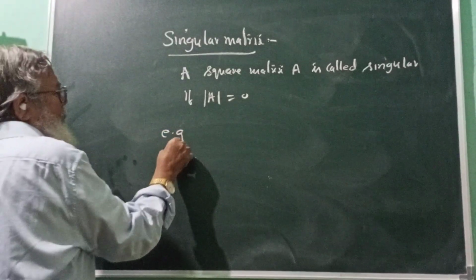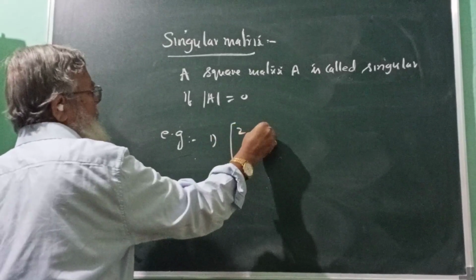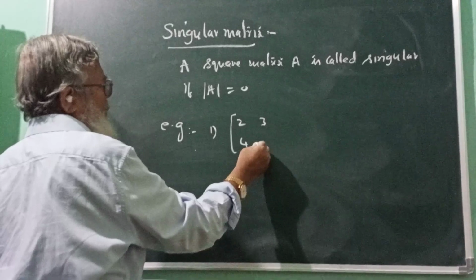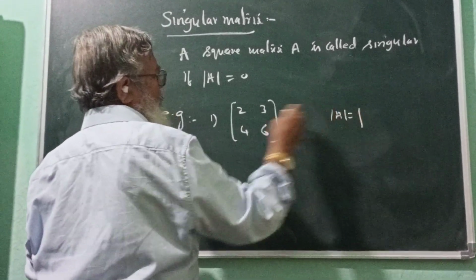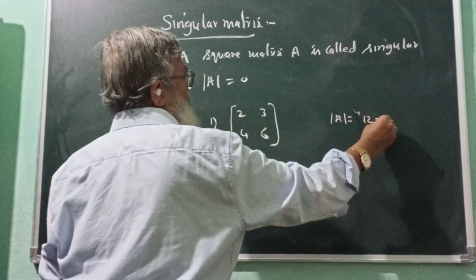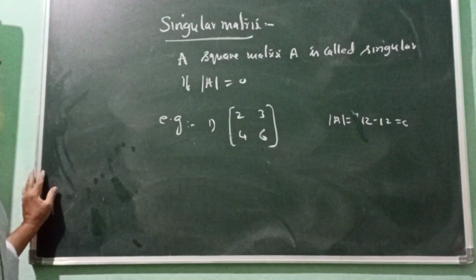Let us give an example here. A second order matrix we can write here. If you expand it, determinant of A, you know, it is 12 minus 12, that is equal to 0. Therefore, it is a singular matrix.